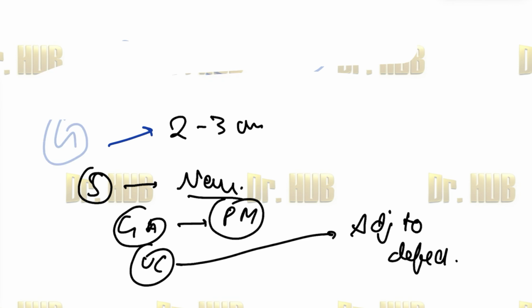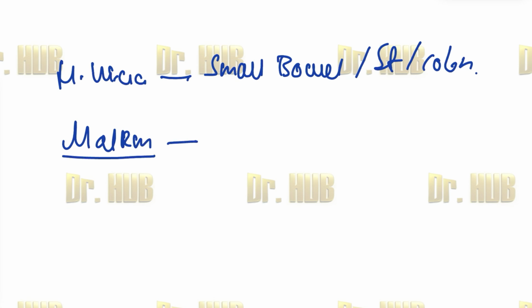Next, what will be the herniated viscera? The herniated viscera include the small bowel, stomach and the colon. So there is presence of the small bowel, the stomach, as well as the colon. Is there a malrotation occurring? The answer is yes, there is a malrotation taking place.